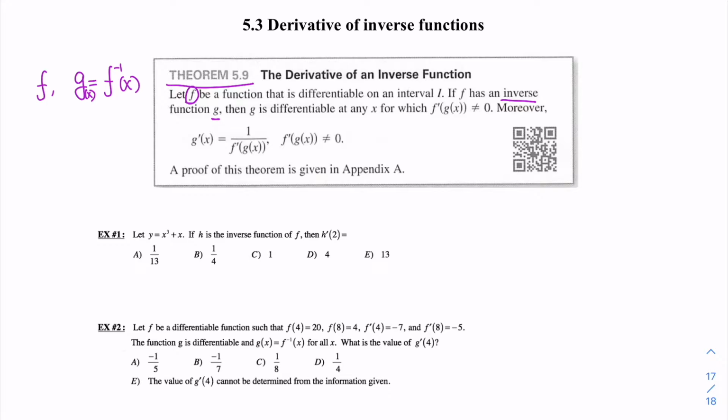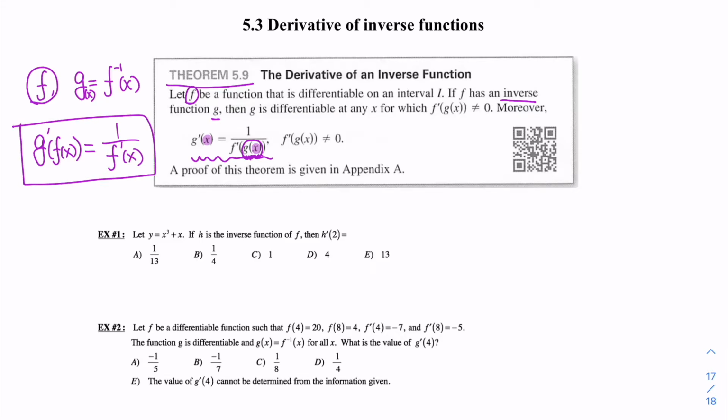Then g is also differentiable, and the relation between their derivatives is given by g prime of x equals 1 over f prime of g of x. Those x values here are the same. This is not the formula I prefer to use because most of the time the inverse function g of x is not given. The original function f of x is given. The formula I prefer to use is g prime of f of x equals 1 over f prime of x. This is more popular because most likely f of x is given in the problem.